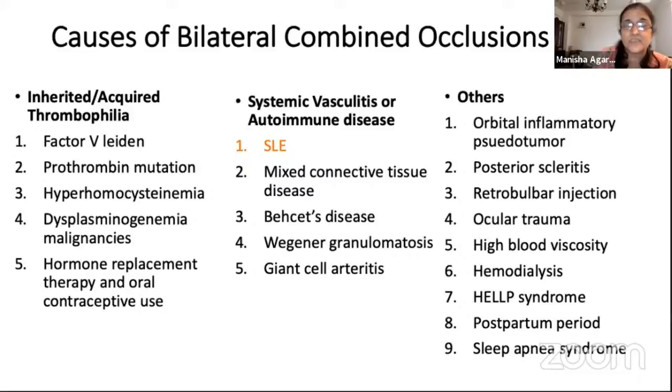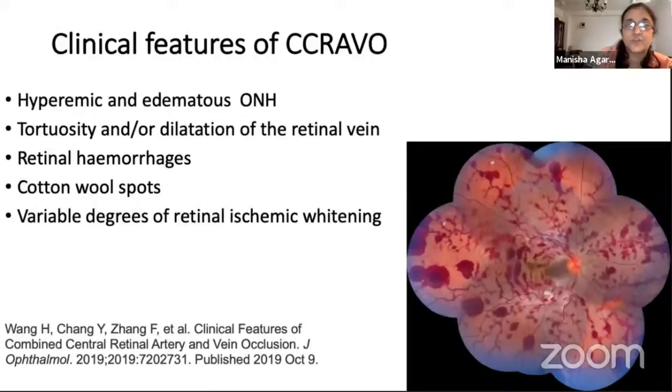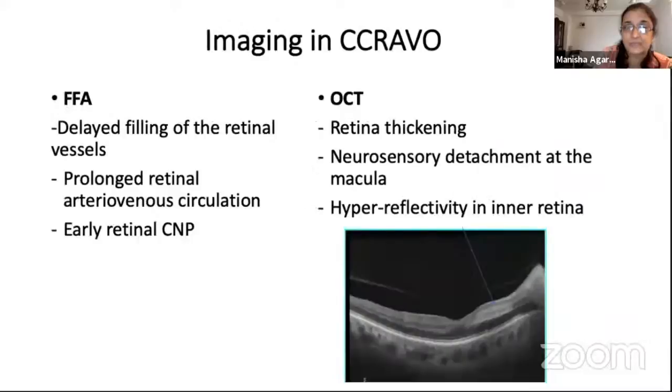But the other things which we have to keep in mind are Behçet's disease, things like Wegener's, giant cell arteritis, and even patients with posterior scleritis and ocular trauma can sometimes present with a bilateral combined occlusion. The clinical features, of course, as was in this case, you can have a hyperemic and edematous disc, tortuosity and dilatation of veins. You can have several retinal hemorrhages spread throughout the fundus with cotton wool spots, and also a variable degree of retinal ischemic whitening can be present.